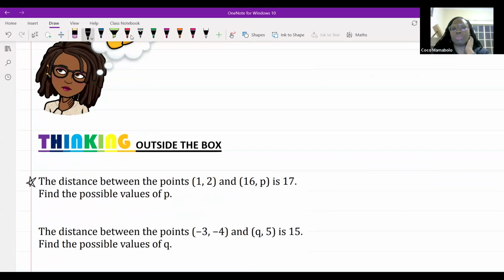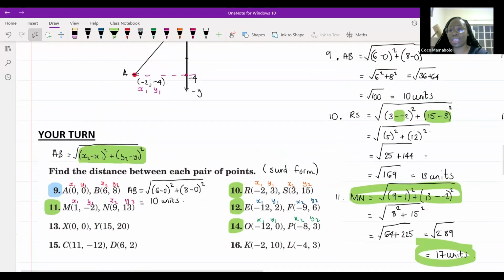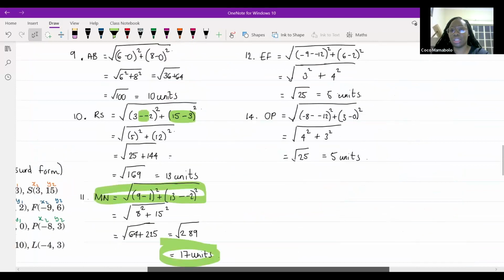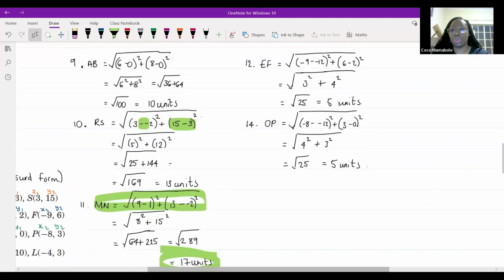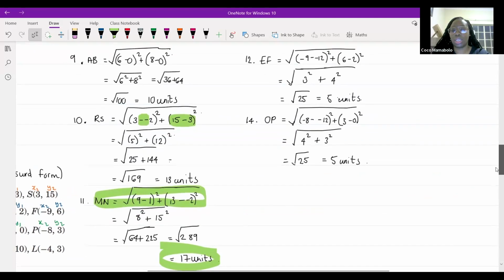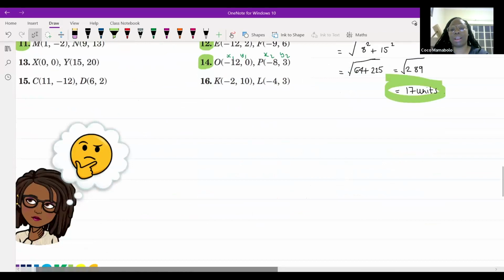All right, so this one over here says, the distance between 2 points, 1, 2, and 16, p is 17. So this time they tell us what the distance is. Okay, I'll go back for 2 seconds. Here we are, Michael. If you didn't take a screenshot, we can come back afterwards.